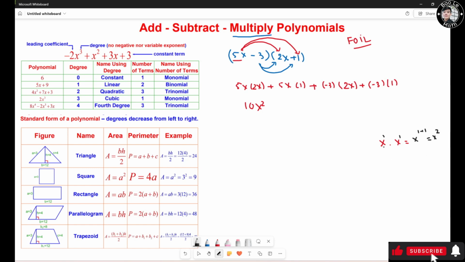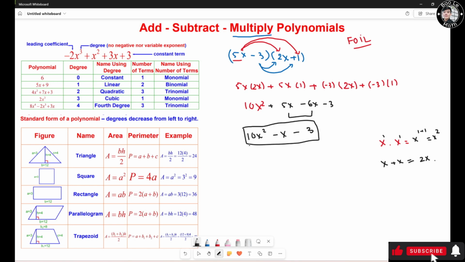Now you need to know the difference between S times S and S plus S. This one equals 2S. So be careful, okay? Now plus 5s times 1 is going to be 5s. Now negative 3 times 2s is going to be negative 6s. Now negative 3 times 1 is going to be negative 3. Now you just combine like terms right here. So it's 10s squared minus, because 5s minus 6s is going to be negative s. So I put minus s right here. Minus 3 rewrite, right? So this is the final answer.